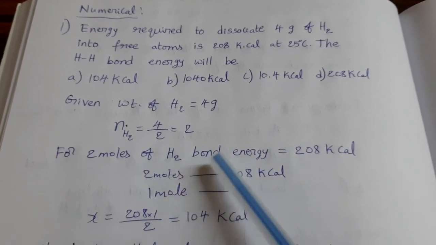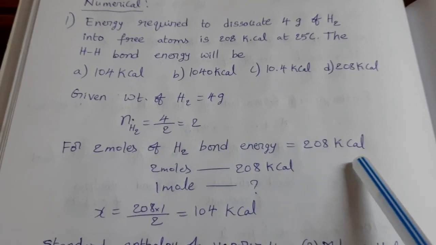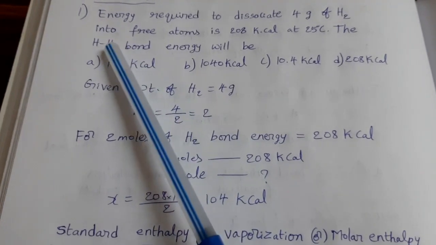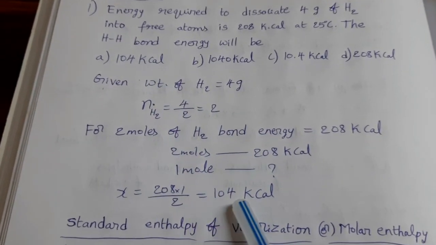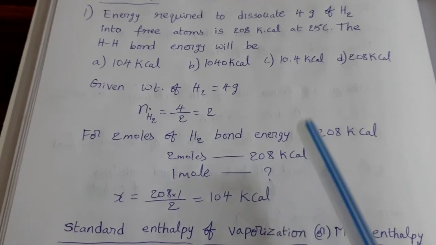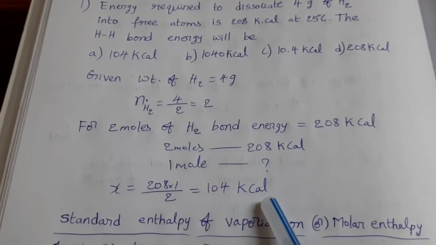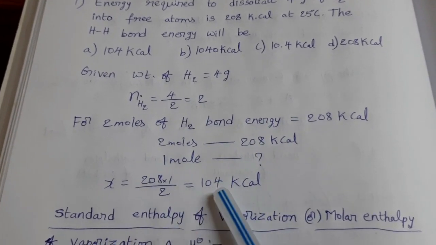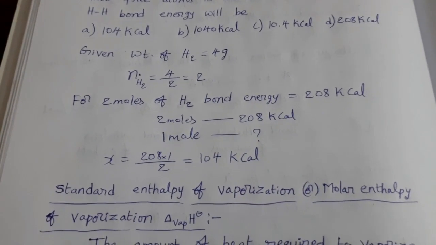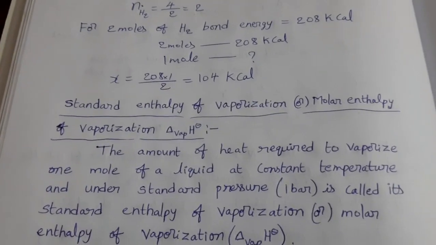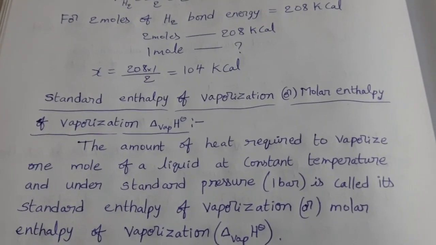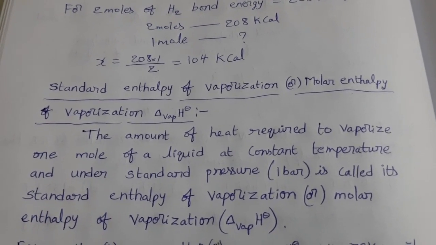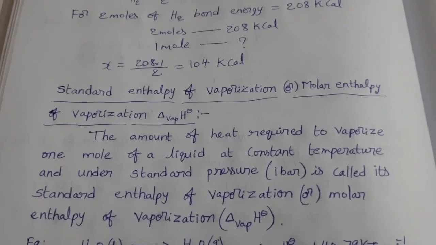2 moles of H2 bond energy is 208 kilocalorie. For 1 mole we want, here H-H bond means 1 mole of bond, that is 104 kilocalorie. So H-H bond energy is 104 kilocalorie, or the enthalpy of atomization of the H2 molecule is 104 kilocalorie. Okay. Next, standard enthalpy of vaporization or molar enthalpy of vaporization, delta vap H naught. Both are the same. See the definition.